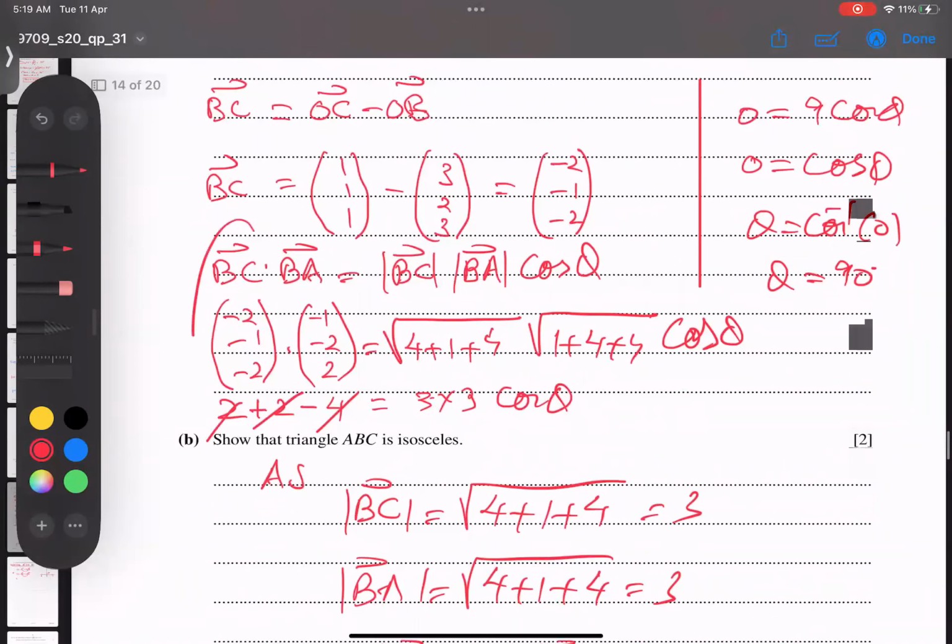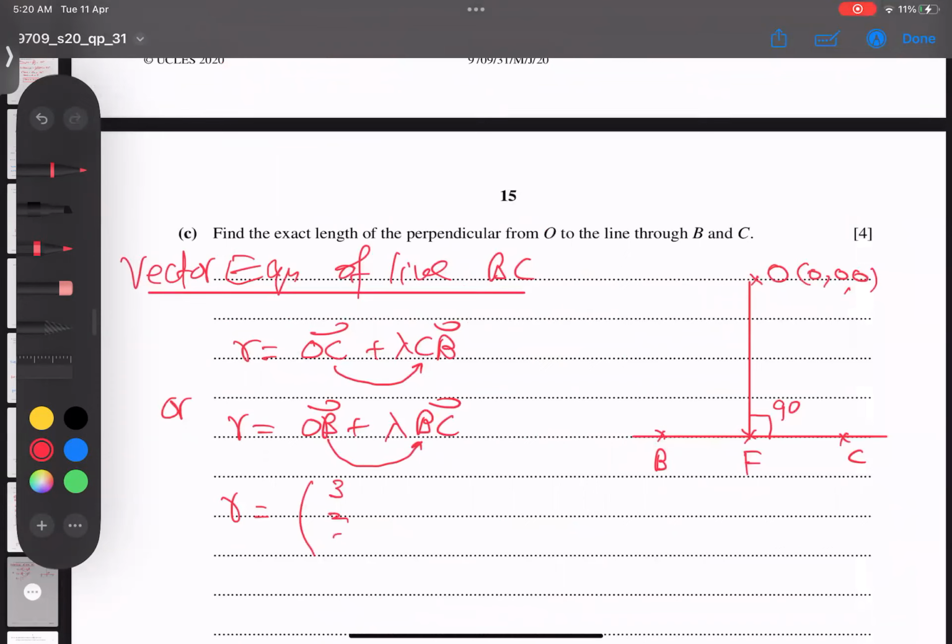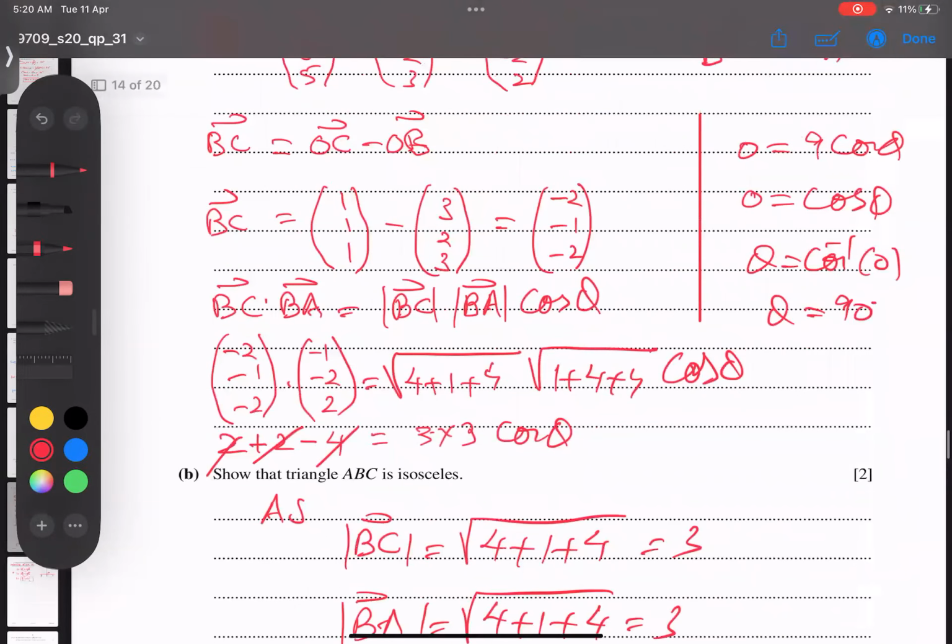And I think we have BC already mentioned here. BC we have here. And B is what, students? 3, 2, 3. So I'm writing here 3, 2, 3, plus lambda times BC. And BC, I just got it here. You can see BC is here: -2, -1, and -2.